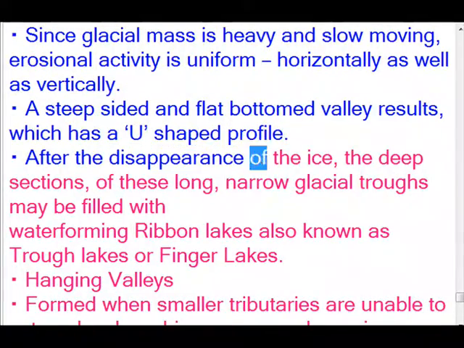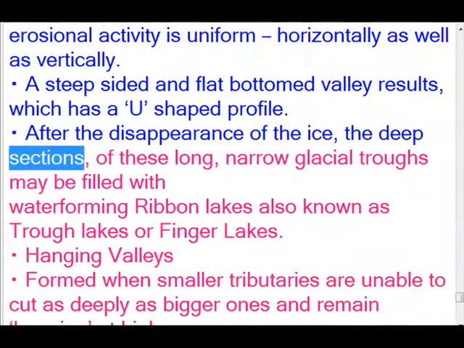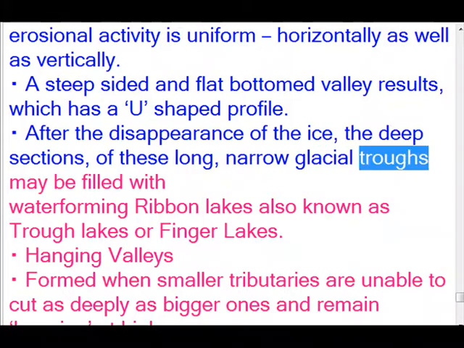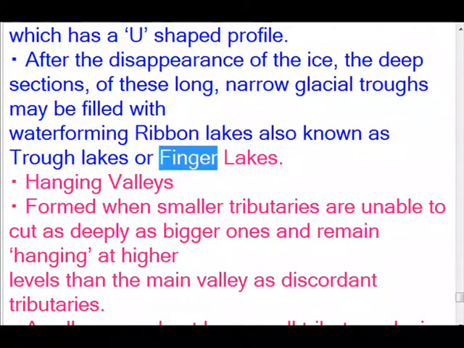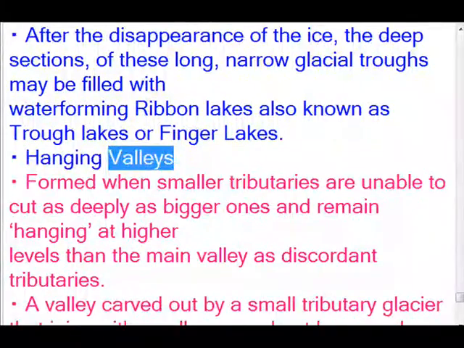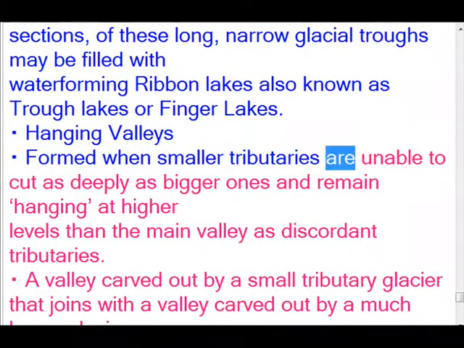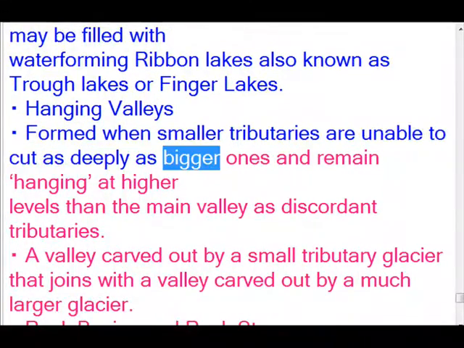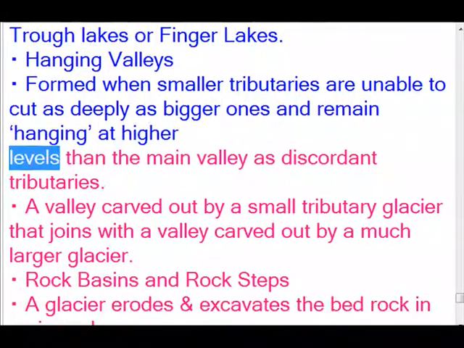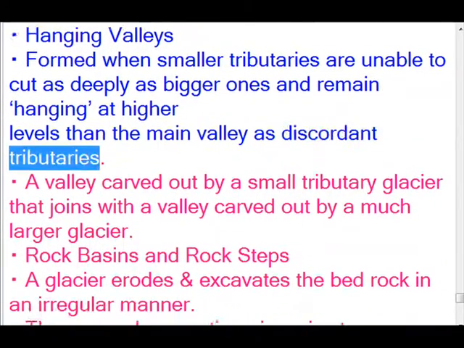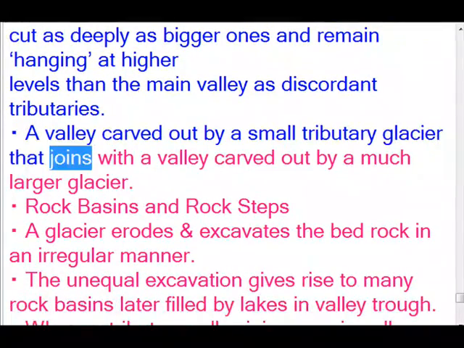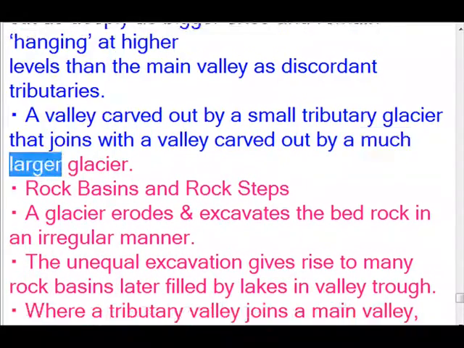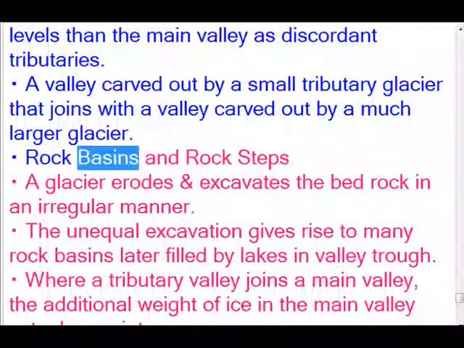After the disappearance of the ice, the deep sections of these long, narrow glacial troughs may be filled with water, forming ribbon lakes, also known as trough lakes or finger lakes. Hanging valleys are formed when smaller tributaries are unable to cut as deeply as bigger ones and remain hanging at higher levels than the main valley, as discordant tributaries. It is a valley carved out by a small tributary glacier that joins a valley carved out by a much larger glacier.